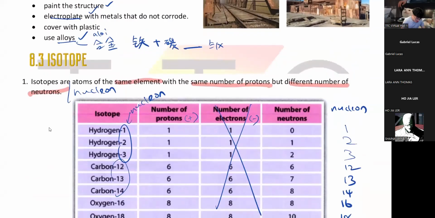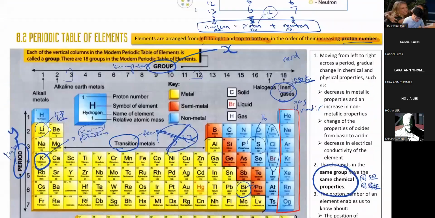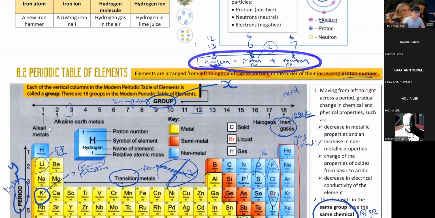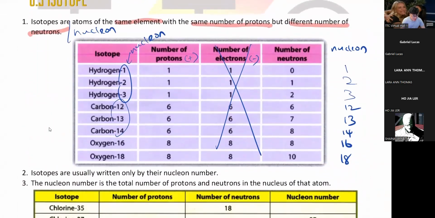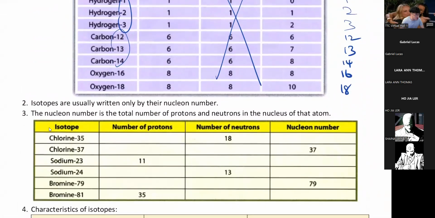We learned this last week. Nucleon equals proton plus neutron. We wrote this down last week. So this is why we care about the neutron. So far in this chapter we didn't really pay attention to the neutron, but now we do. This is what you need to know.